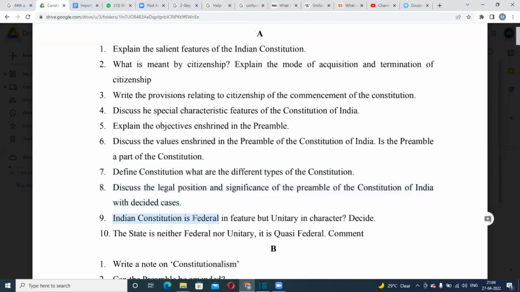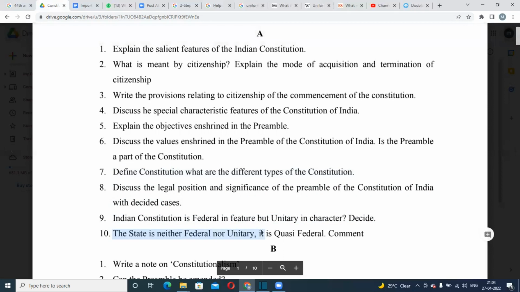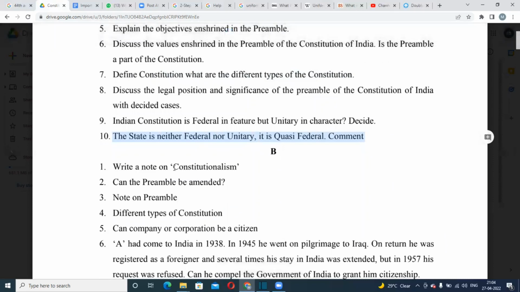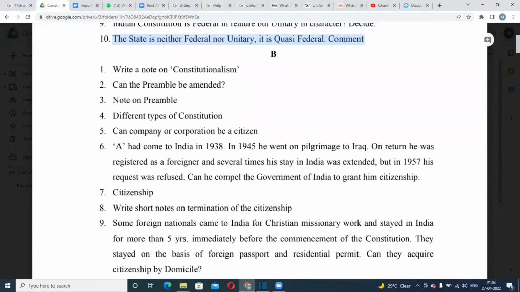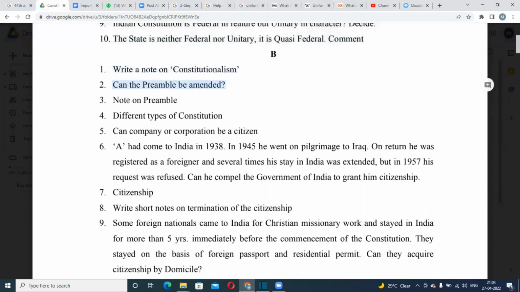The Constitution is federal in feature but unitary in character. Decide. The state is neither federal nor unitary, it's a quasi-federal. Comment. This is one part from unit 1, and we have one more part which is more like a short note type question, but you can still prepare it for 10 marks as well. Write a short note on constitutionalism. Can the preamble be amended?